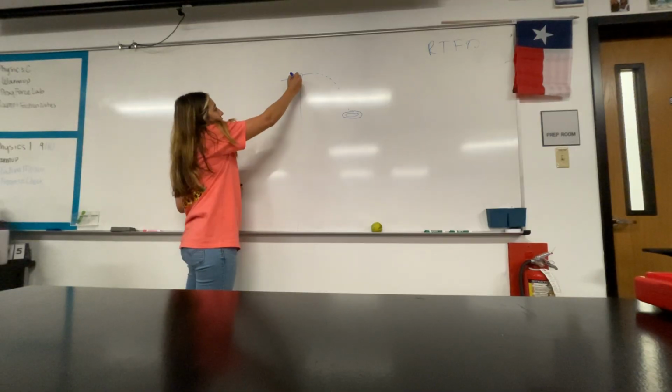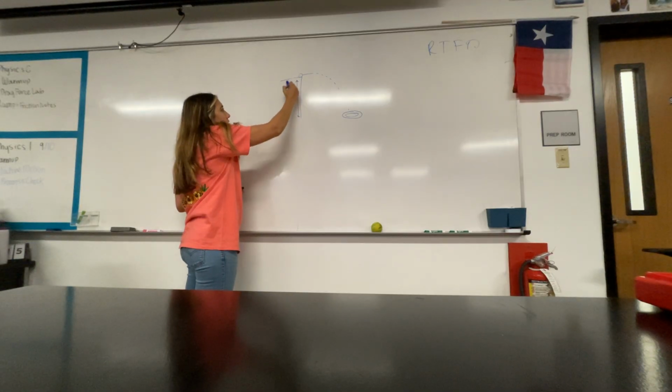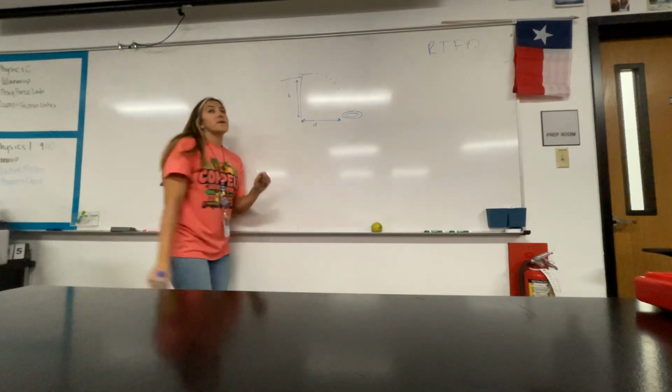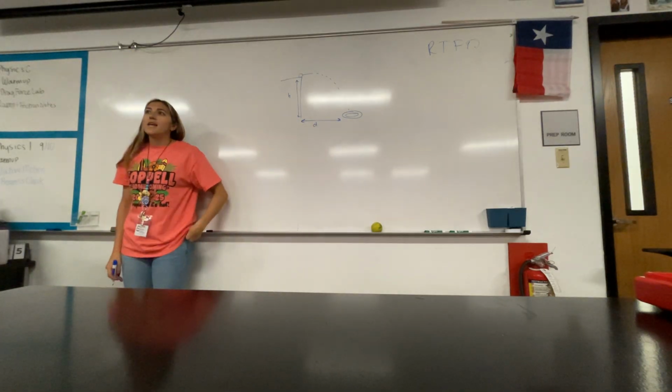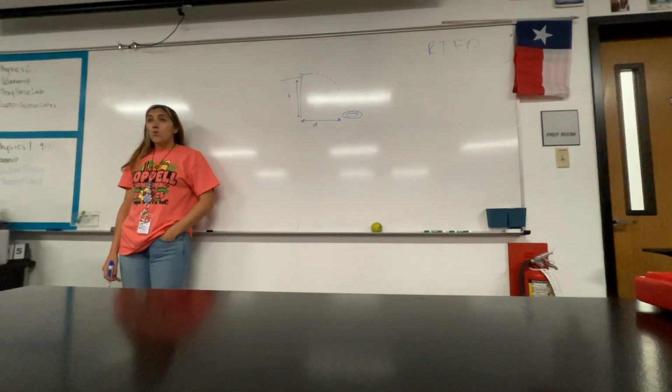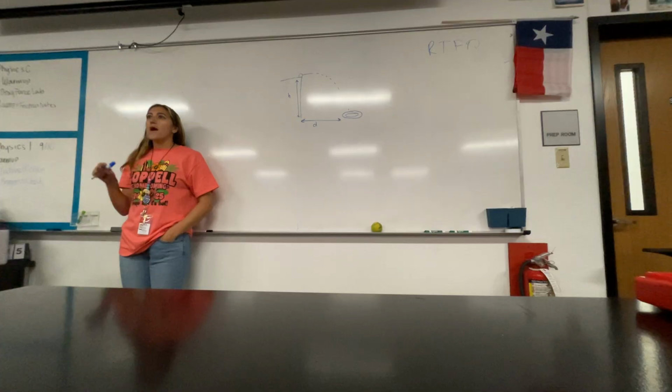It's launched horizontally. This is H, and this is D. If I read that first paragraph in the question, it says the exact same thing. It says that this object was launched horizontally from a height of H and lands a distance away, D. So what information do I already know?